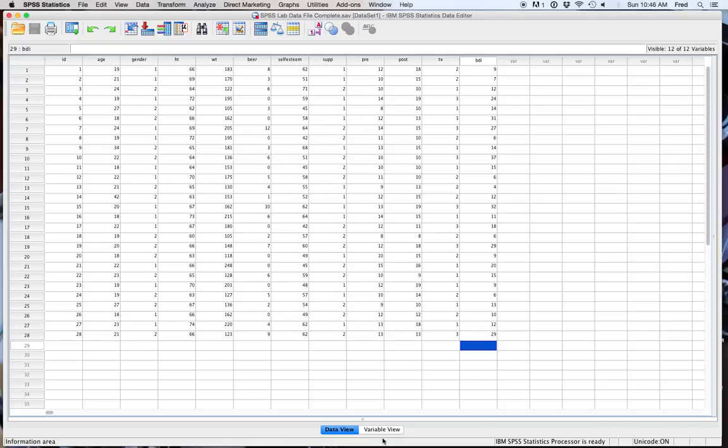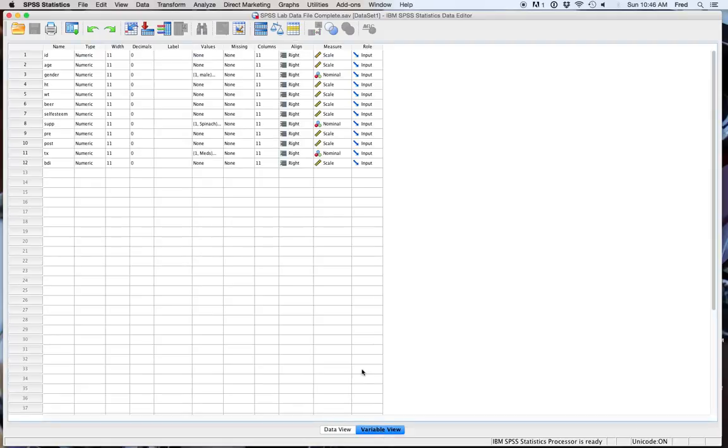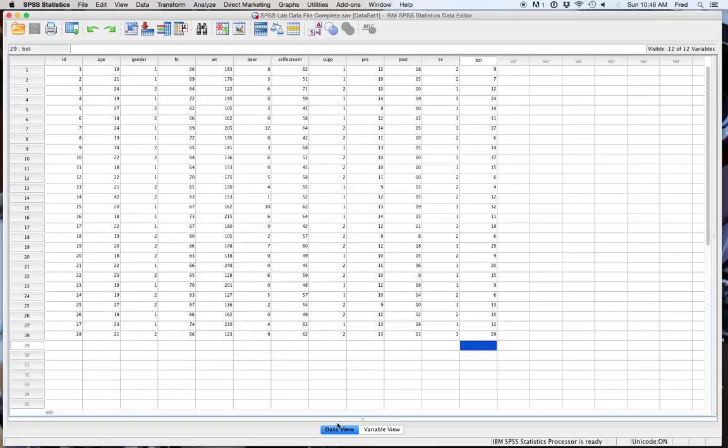And you may remember that to enter the data, you first have to define your variables over on the Variable View tab, and then you enter them on the Data View tab. But you've already learned all that in the previous tutorials and labs, so I'm not going to repeat how to do that.